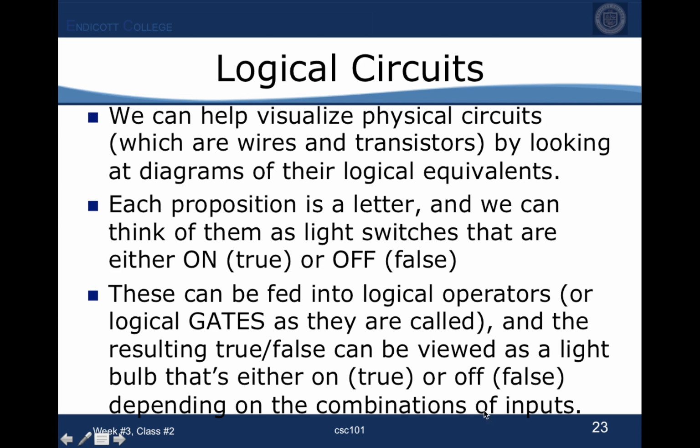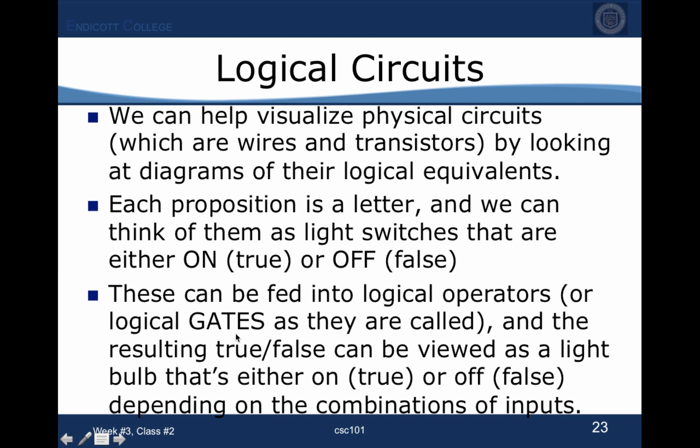Okay, anyway. So the actual circuits that are in your computer are physically real things. And how do we think about each proposition, like am I pressing this key or whatever? You can think of them as light switches or sources of electricity. They're either on or off. And these are quite literally fed into these logical operators.